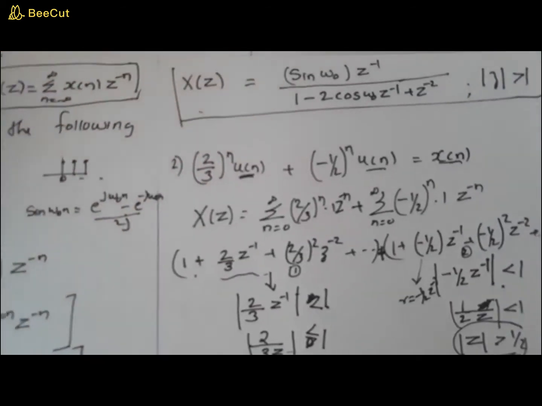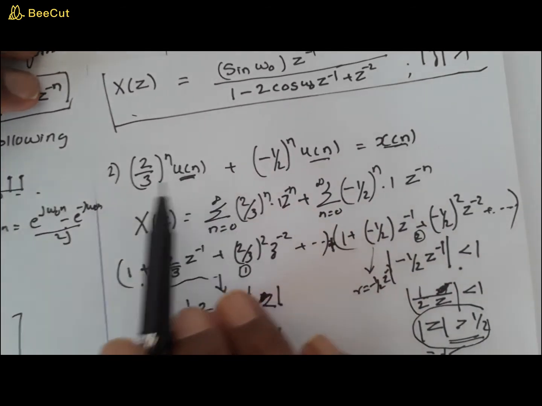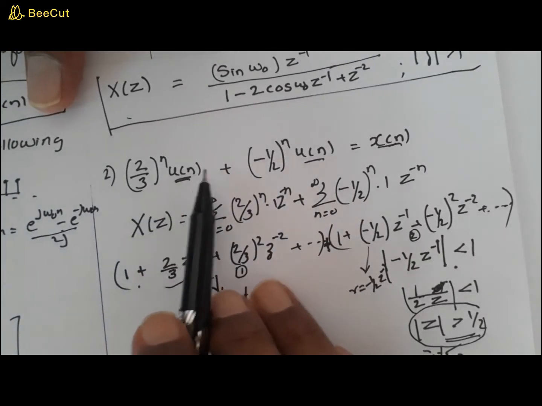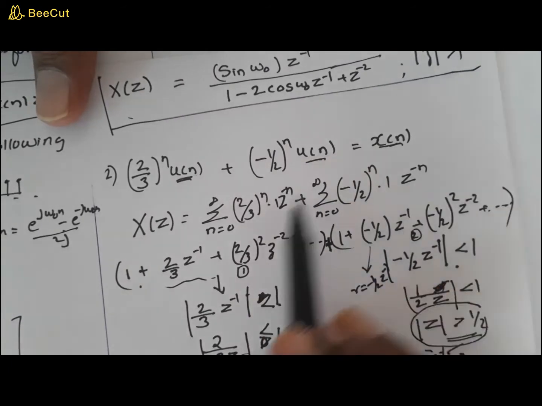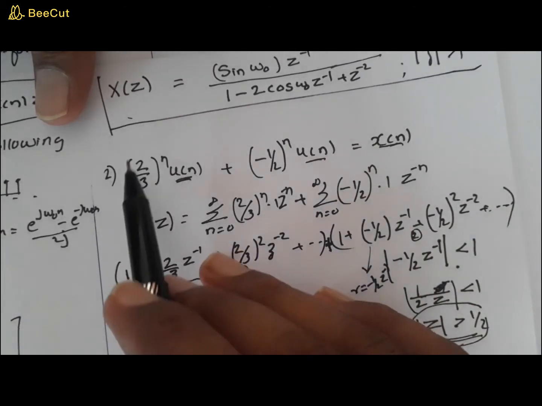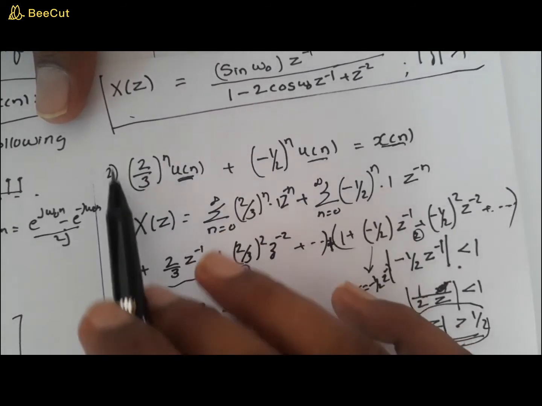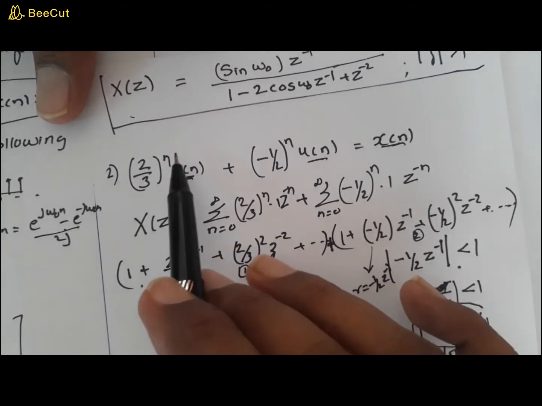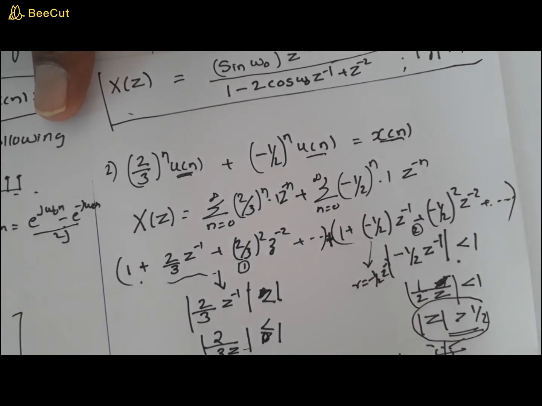Okay, just look at the problem that we have done earlier, that is (2/3)^n u[n] plus (-1/2)^n u[n]. This is the direct way of evaluating this. Now suppose this is actually a standard form of the form a^n u[n]. If you know the Z transform of a^n u[n], you can simply write that as z/(z-a).